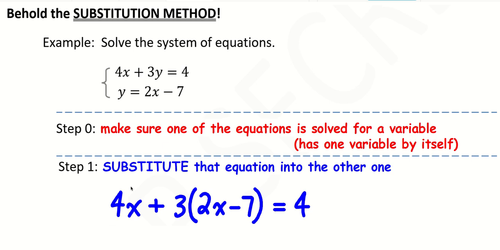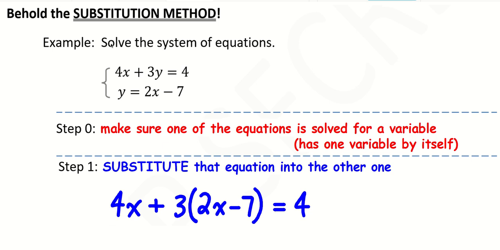So now we have 4x plus 3 times (2x minus 7), formerly 3 times y, equals 4. So what do you think I can do with this? What was the advantage of replacing the y with what it equals? What can I do now with this equation? I can now solve for x. This equation now only has one variable in it, the x variable, which means I can solve for x.